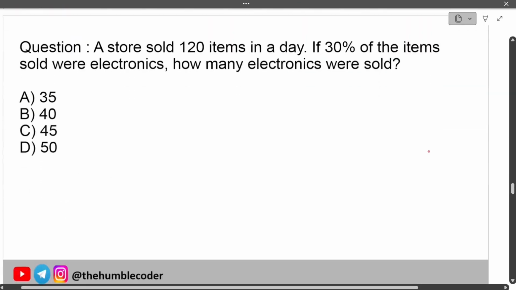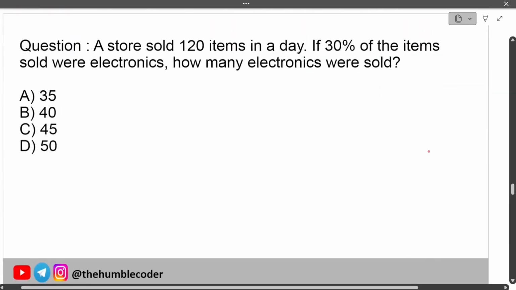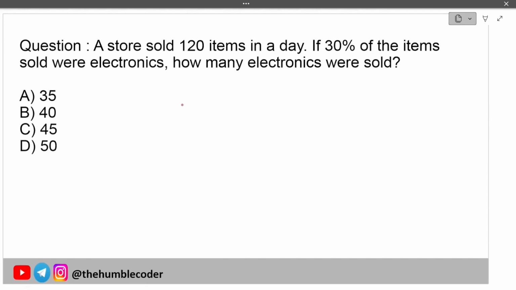Moving on to the next question now. The store sold 120 items in a day. If 30% of the items sold were electronics, how many electronics were sold? Okay, so let's understand this question first of all. The percentage of electronics sold is how much? 30%, right?